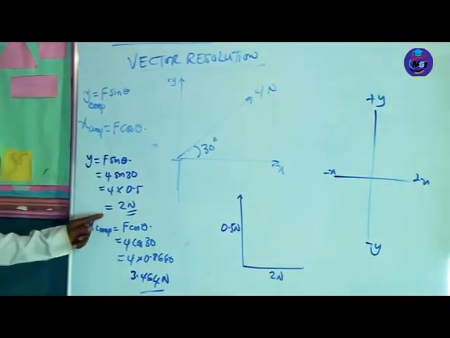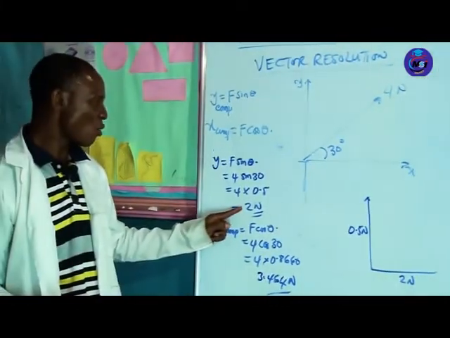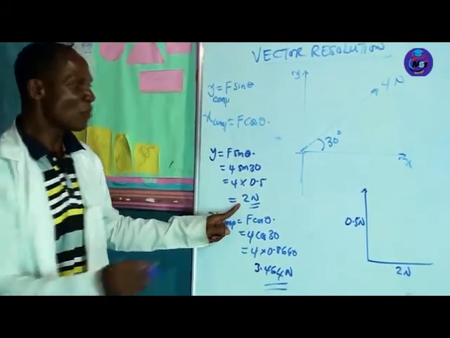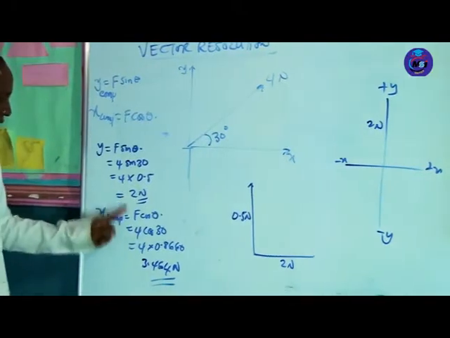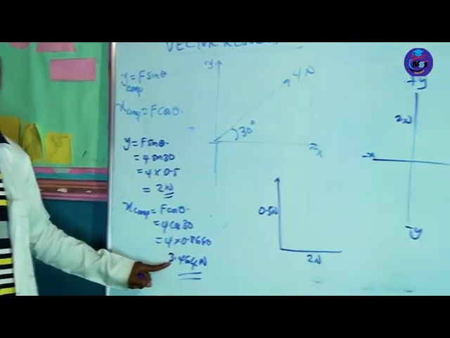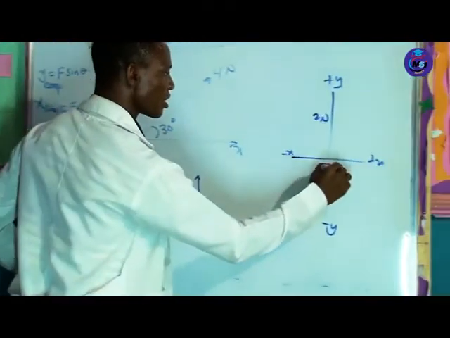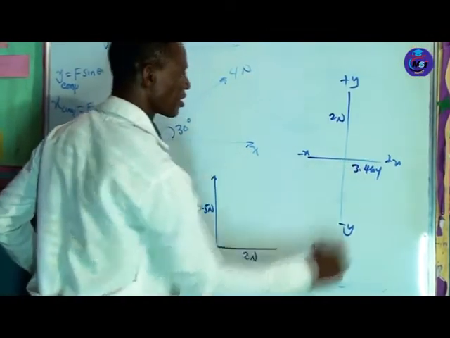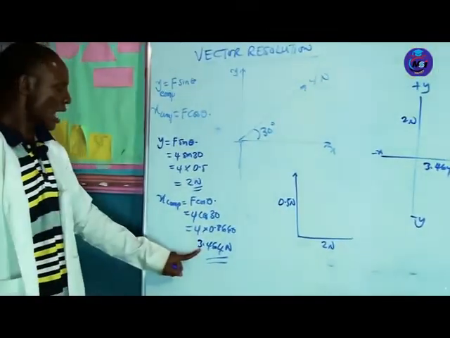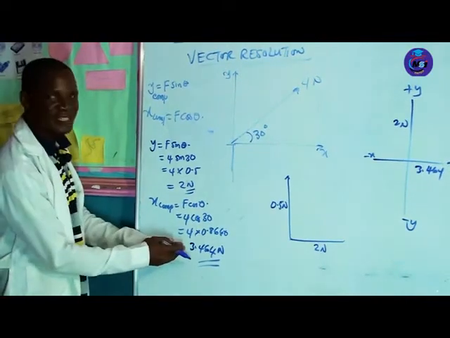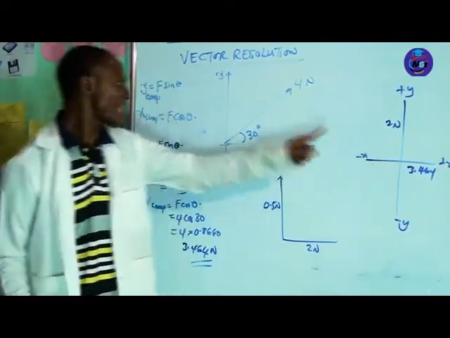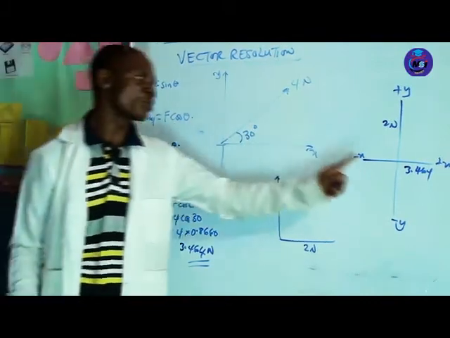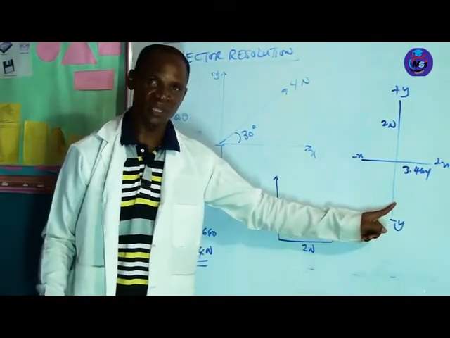Now, looking at our answer here, y is positive, so I'm going to pick this side and put 2 Newton here. My answer here, x, is also positive, so I'm going to use 3.464 in that place. If our answer here is negative, I will put my x here. If my answer in y is negative, I will put it here. That one is very, very important.